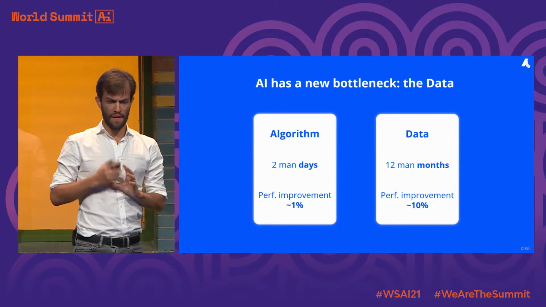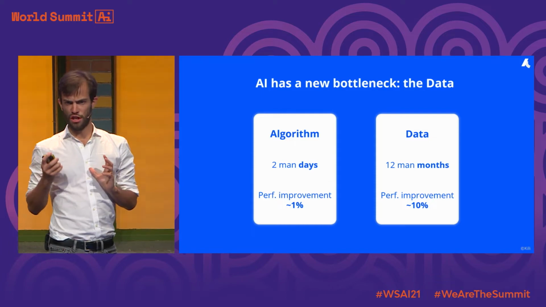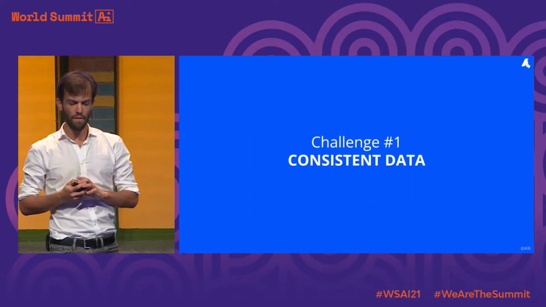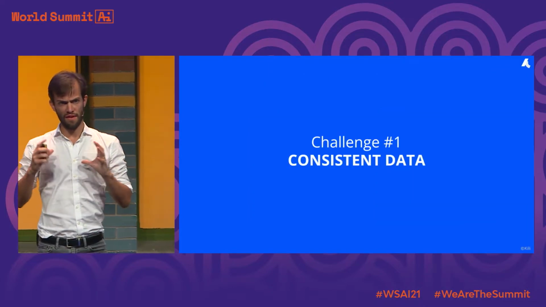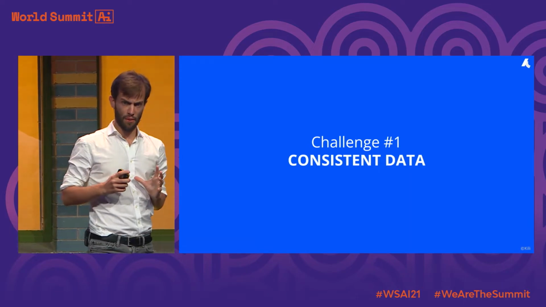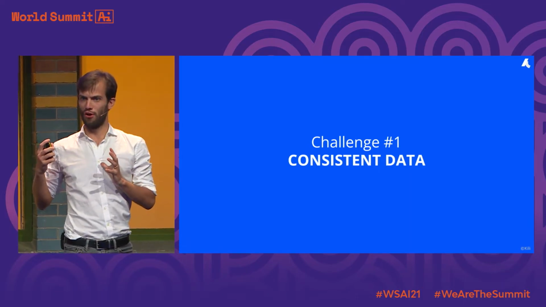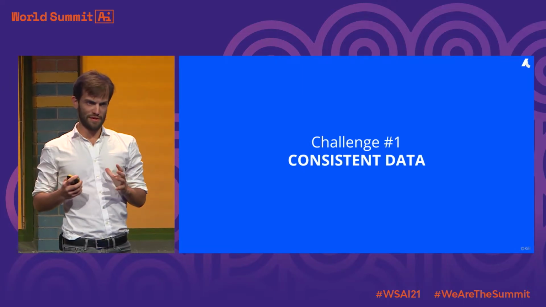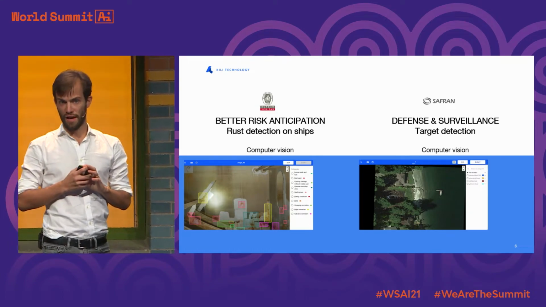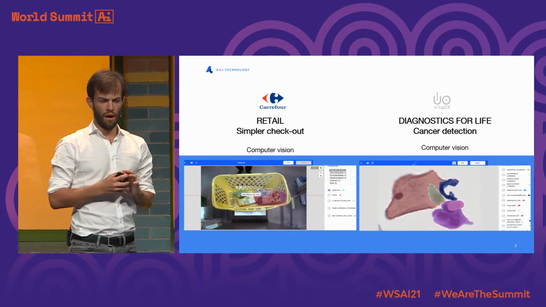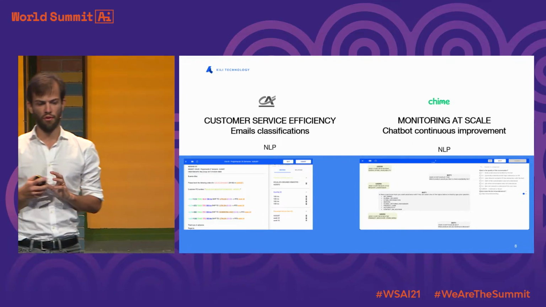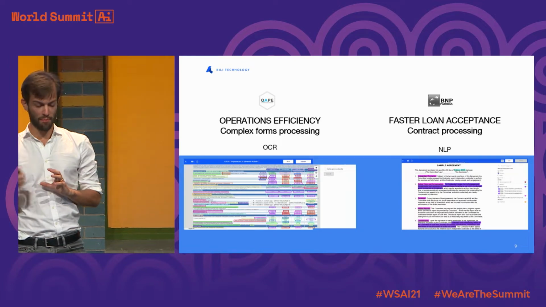What I want to do next is to share 2 challenges in this topic and explain how we tackle them at Kili. The first challenge is having consistent data. To illustrate my speech, I will take a toy example about kitesurf detection. But what I'm going to say works for any kind of use case, from rust detection on ships, to target detection for defense and surveillance, to retail use cases, cancer detection, NLP, email classification, chatbot improvement, complex form processing, and contract processing.